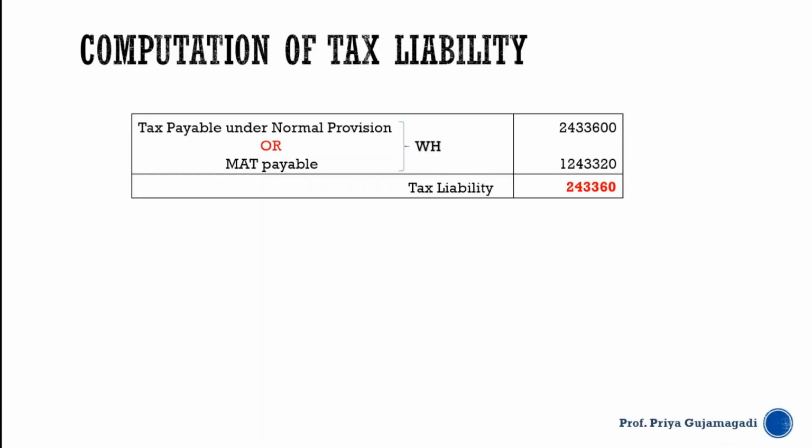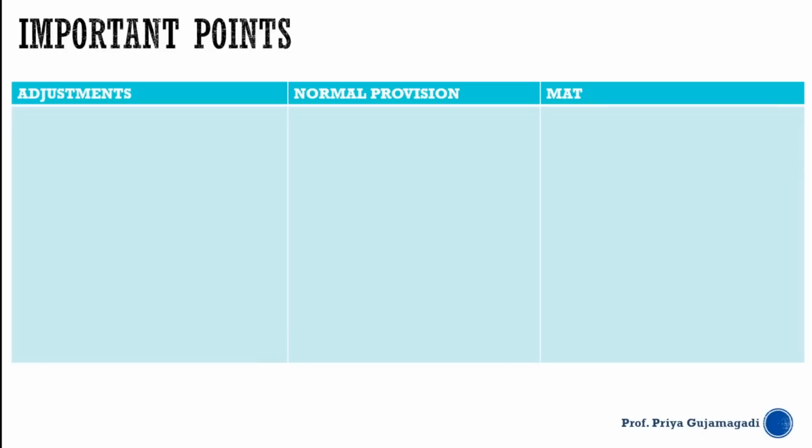Before moving to the next problem, we have to see some important points. Here I will be giving you the different adjustments of different items under normal provision and MAT. Let us see one by one. First adjustment is wealth tax. If in a question wealth tax is given, under normal provision we have to add it. Under MAT there is no entry of wealth tax. We have to ignore that item.